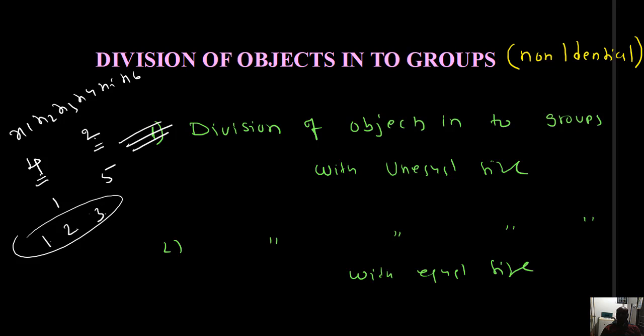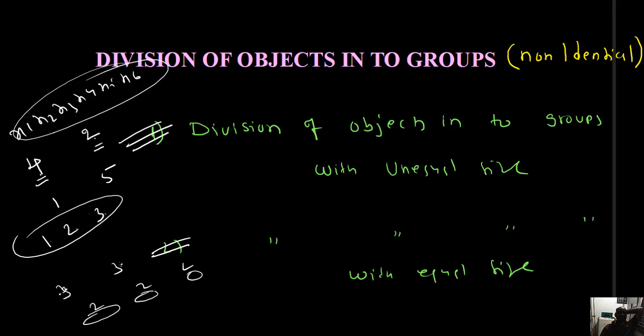This is case 1. What is case 2? Dividing objects into groups with equal sizes. Equal size means, 6 objects are given and we want to make 2 groups of 3 each, so they will have equal size. Or I want to make 3 groups of 2 each. The sizes of the groups are equal. That's why it is called equal sizes. First of all, I want to complete case 1.